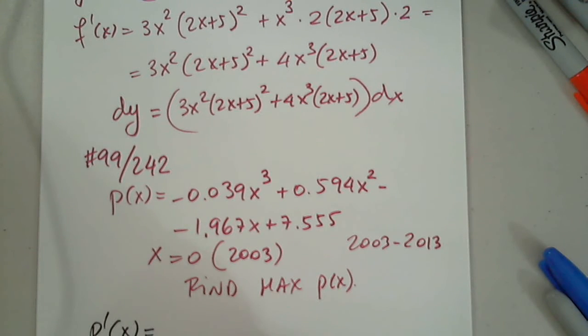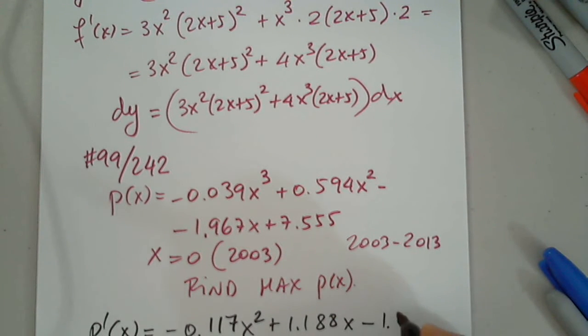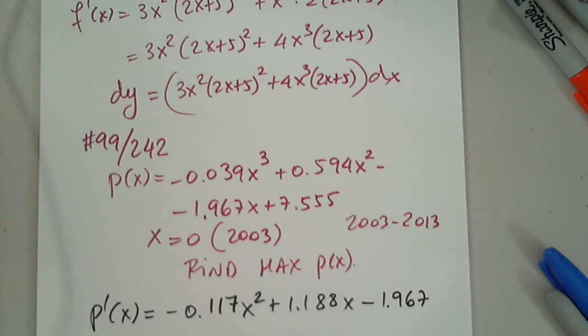P prime of x. So I have negative 0.117x^2 plus, so that's an 8, that's 1 and 1, 1.188x minus 1.967. What do I do next? See where it equals 0. Excellent. Yeah, awesome. So P prime of x equals 0.